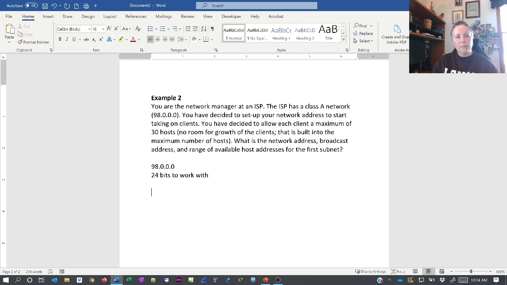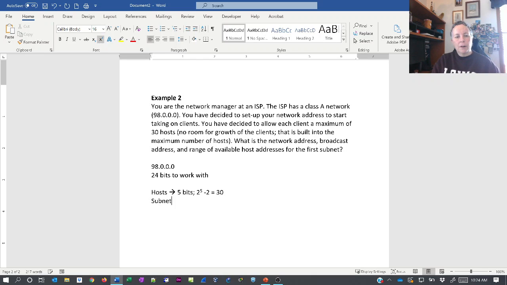So now again, if I want 30 hosts, I need to find that 2 to the power. What 2 to the power is going to give me more than 30? And don't forget, you have to subtract 2. In this case, it's 5 bits, because 2 to the 5 minus 2 will give me that 30.